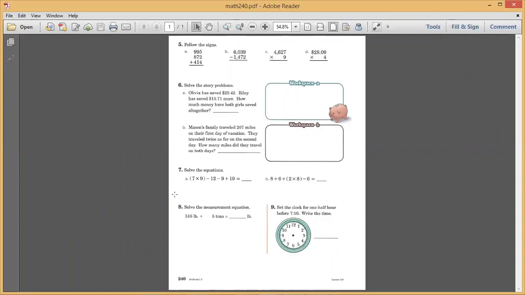And then number 7, solve the equations. Remember that when you're solving equations with parentheses, you have to do the numbers inside the parentheses first. Do both A and B. And then number 8, solve the measurement equation. Please don't take the shortcut, please show your work. Number 9, set the clock for 1/2 hour before 7:10. Again, set the clock for 1/2 hour before 7:10 and write the time here.